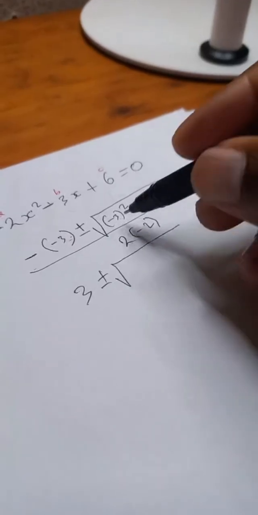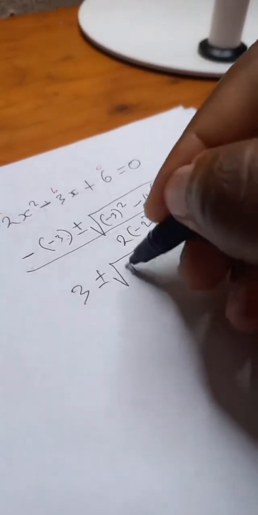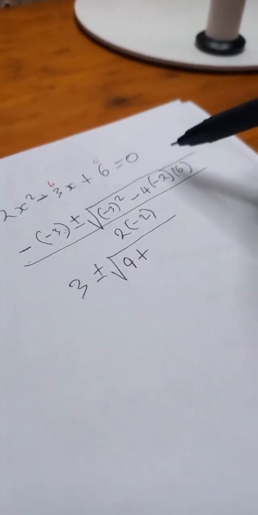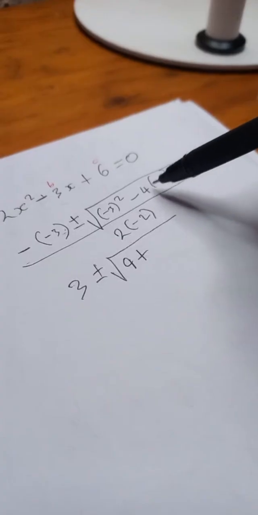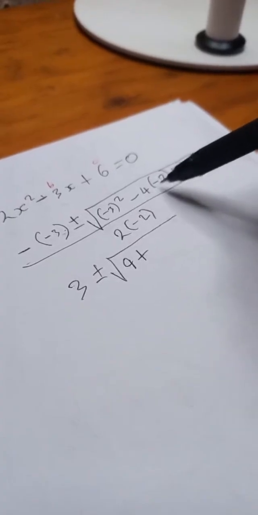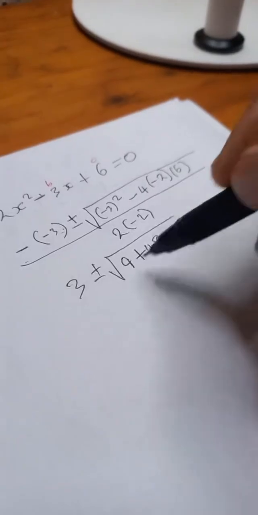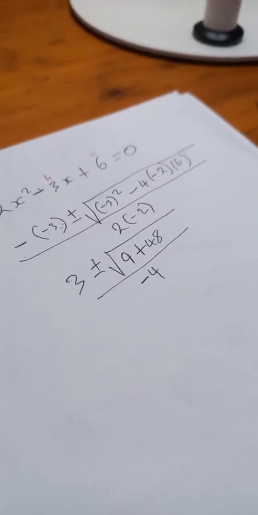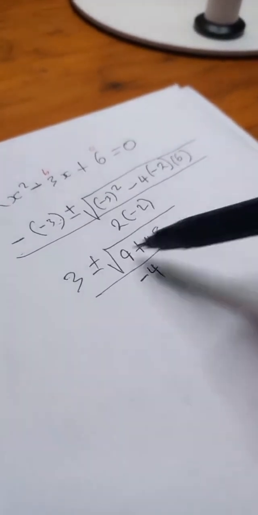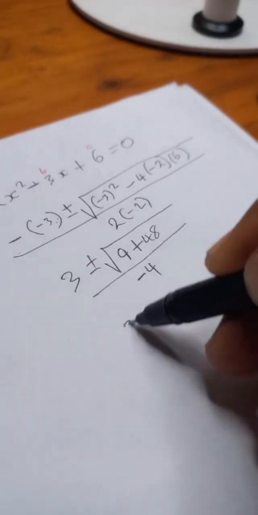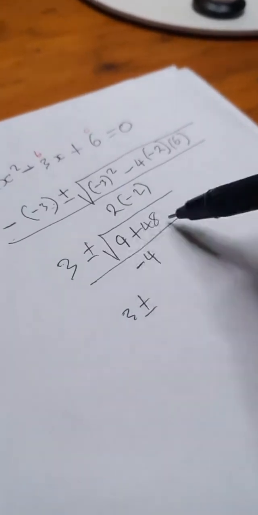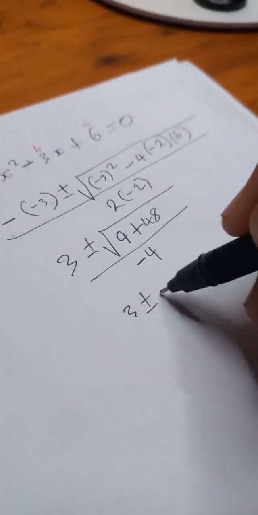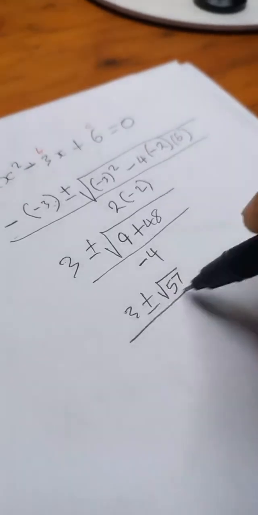Square root. Thank you for the roses, guys. 9 plus, what is this? This is 48, all over negative 4, right? Now we say 3 plus or minus square root of 48 plus 9, 57, over negative 4.